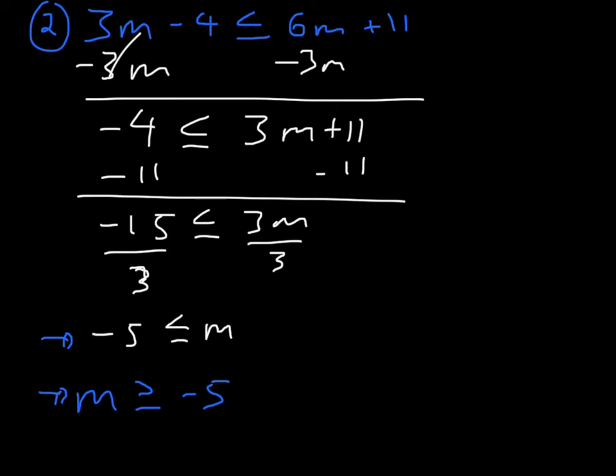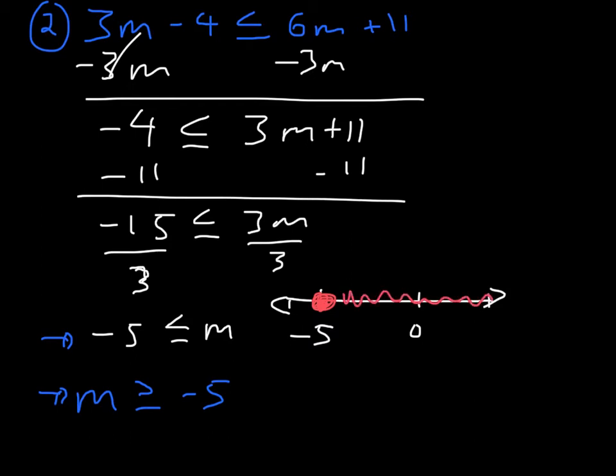Okay, if we graph this now on our number line, we will have our negative 5 and our 0. Okay, this says m is greater than or equal to, so we know that's going to be a closed dot at negative 5. Oop, I didn't make it negative. Negative 5, a closed dot. Okay, and greater than or equal to means we are going to the right.